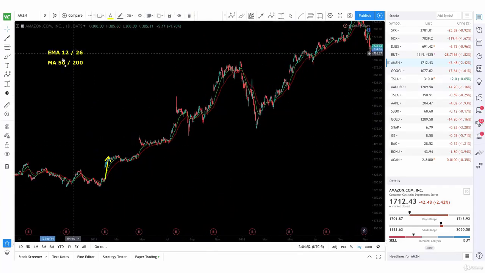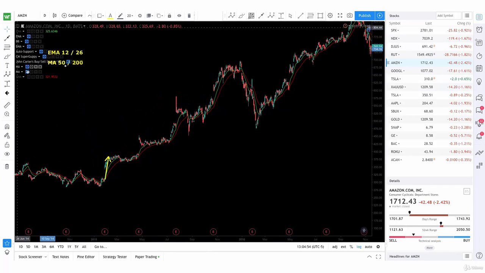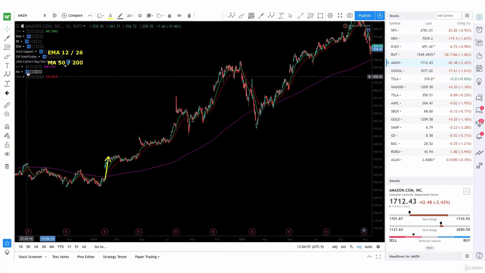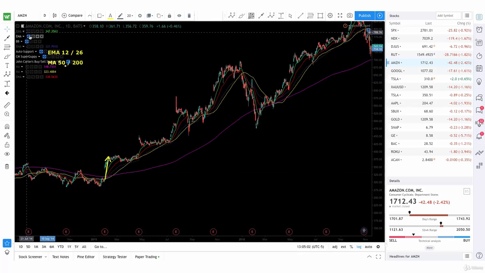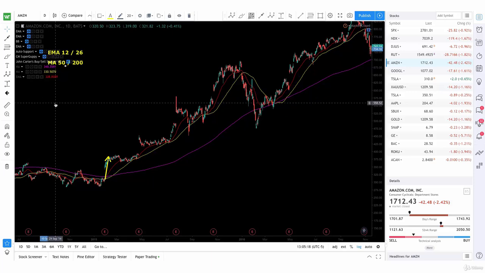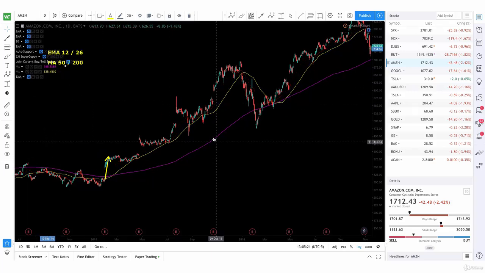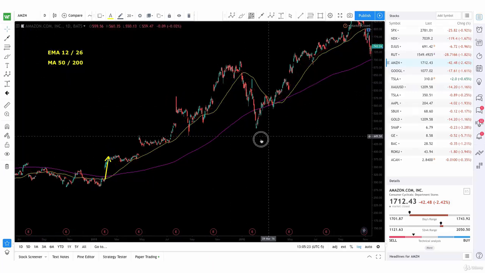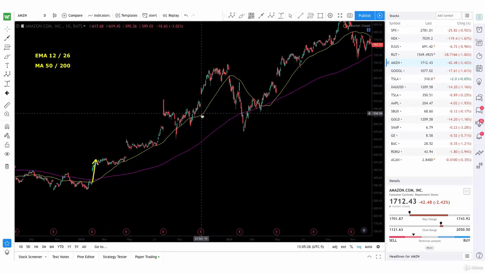And then we want to take a look at the simple moving averages, which are going to be used for even longer time frames. So let me take this EMA and this. There you go. So we have the 50 and the 200. So the 200 is the purple one, and the 50 will be the yellow one.